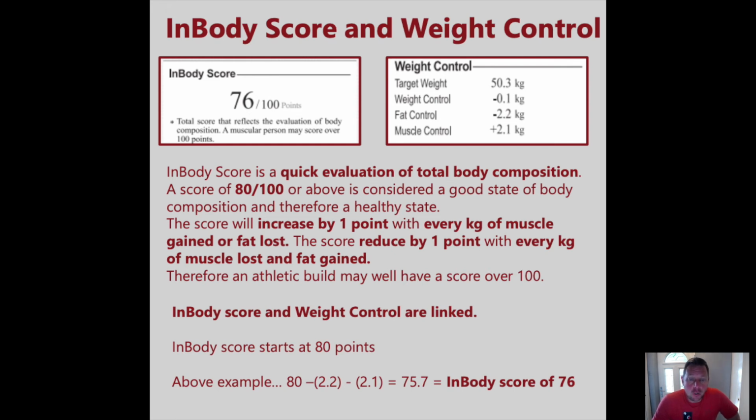The InBody score and weight control are linked. The InBody score starts at 80 points. So it works out from 80. Then you could lose points based on too much body fat or not enough muscle mass. So it starts at 80, and anything from 80 and above, and we can go above 100, is considered a good score.